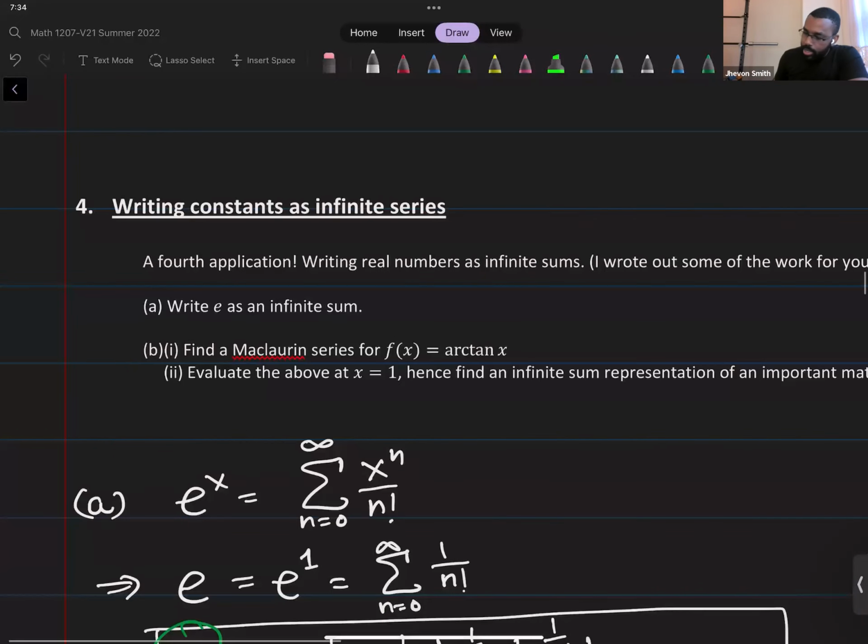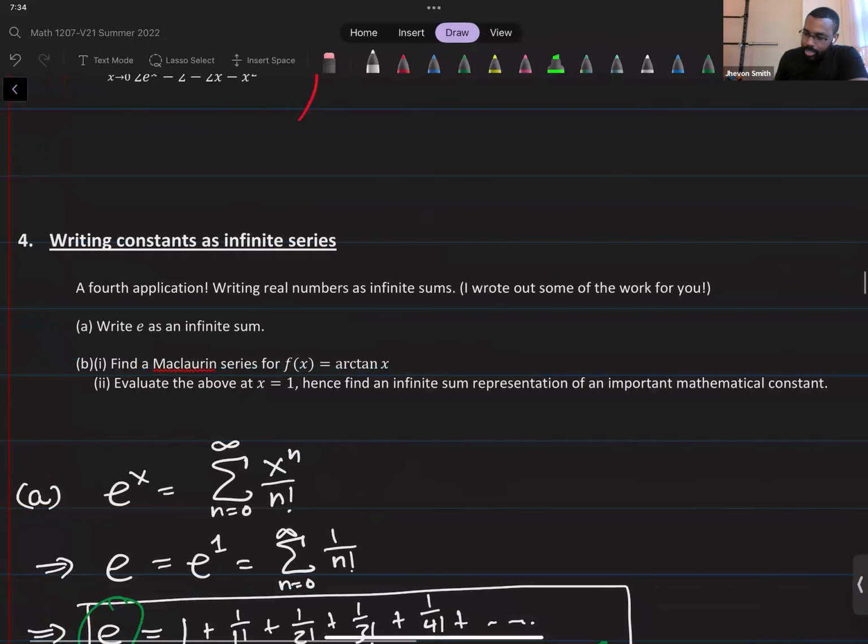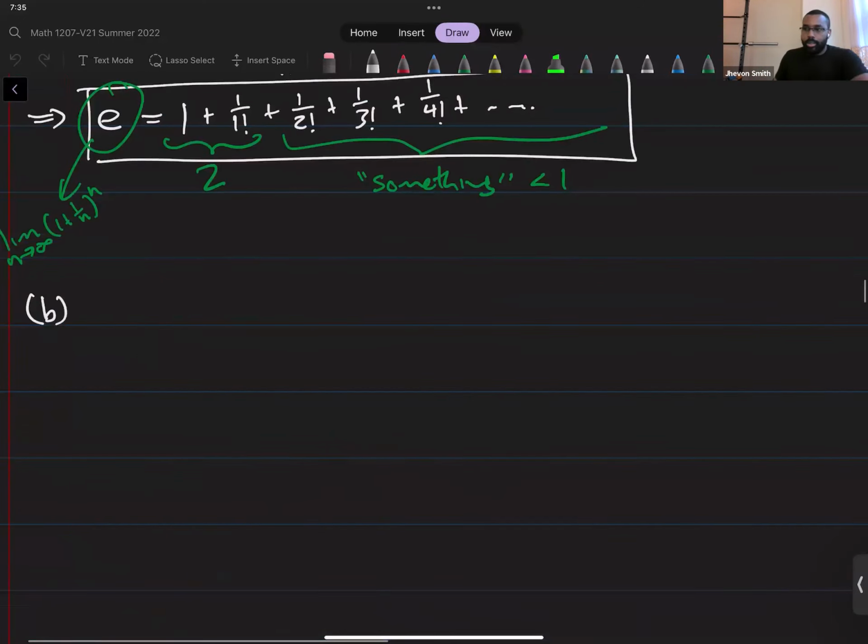Now, part b kind of leads you into being able to write an important mathematical constant as an infinite sum. But it asks me to start by finding a Maclaurin series for the arctangent. Now, what I'm going to do here is not go through the usual way of finding derivatives. I'm actually going to use a known power series, which we can do at this point.